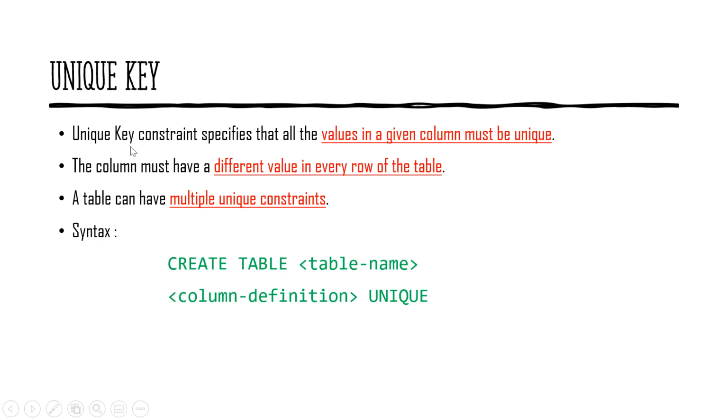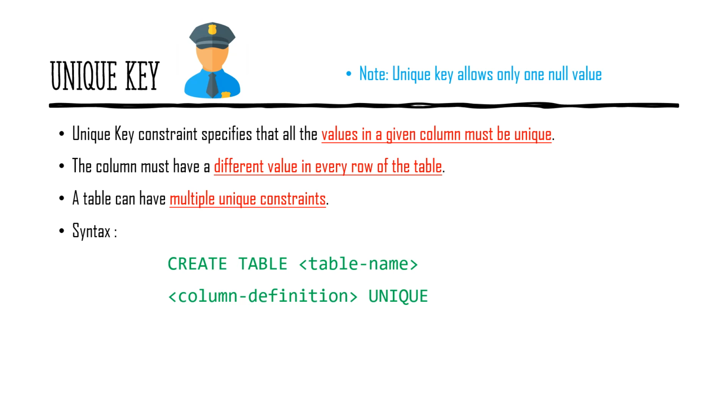Before that, let's quickly read these points here. Unique key constraint specifies that all the values in a given column must be unique. The column must have a different value in every row of the table, and a table can have multiple unique constraints, and unique key allows only one null value. And here is the syntax, which is create table, table name, and the column definition unique.